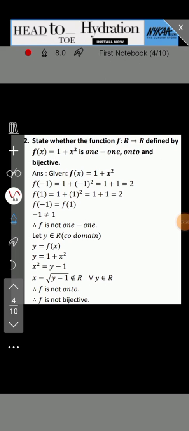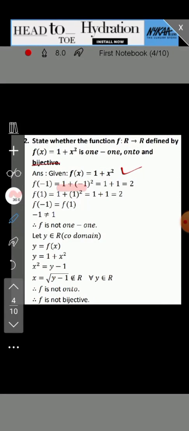Let's take up the next problem. State whether the function f from R to R defined by f of x is equal to 1 plus x square is one-one, onto and bijective. As you all know, if a function is one-one and onto, then only it will be a bijective function. First, let's take up the function f of x is equal to 1 plus x square. Now we'll see, f of minus 1 is what? F of minus 1 is 1 plus x square.